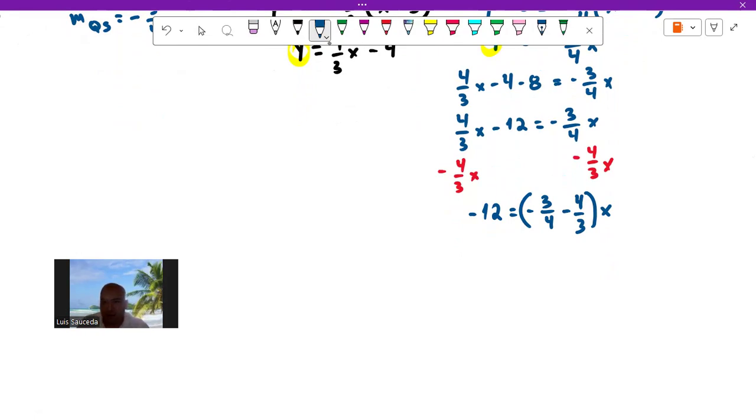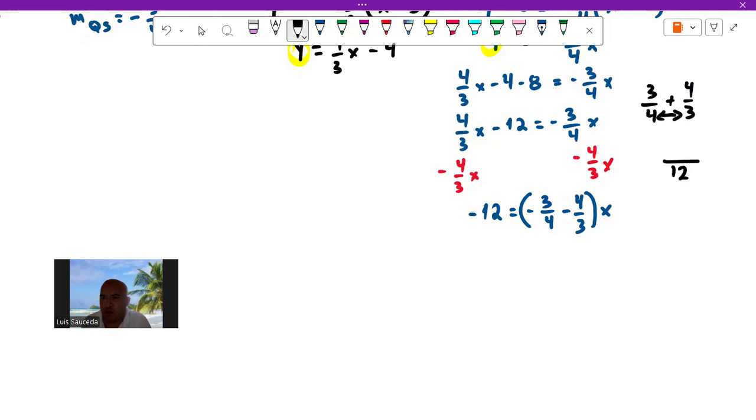So what do we do here? Let me just write a side note. The side note is that I have the 3/4 and they're both negative, so I'll just write it as positive, and then 4/3. Here's the trick to it. The denominators multiply, so your denominator is going to be 12.